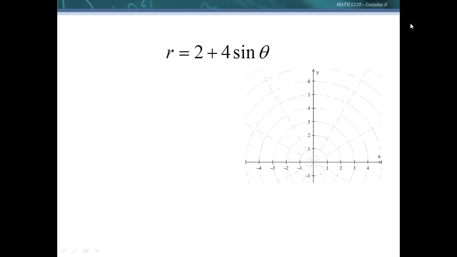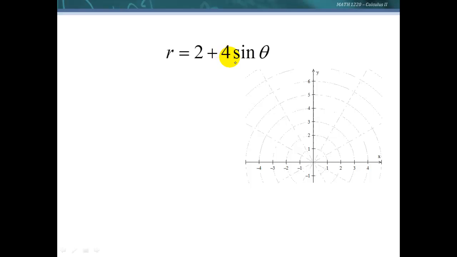So how do we go about graphing these by hand? Now we've kind of seen what some of these graphs might look like. Let's graph r equals 2 plus 4 sine theta. So the key is we first graph this in the rectangular coordinate system, and we learned how to do this in trig. So this is going to be a sine theta graph.